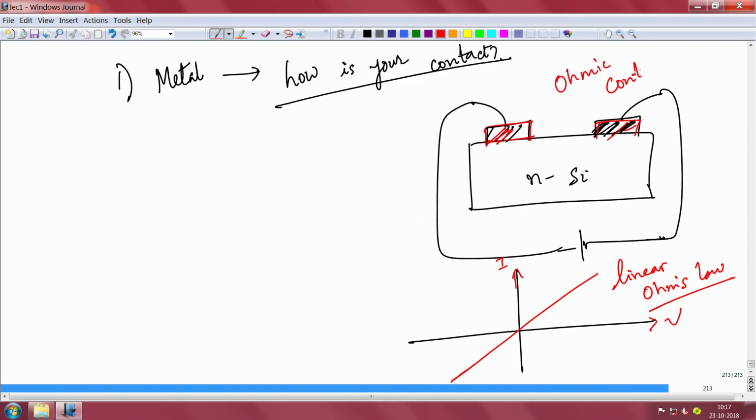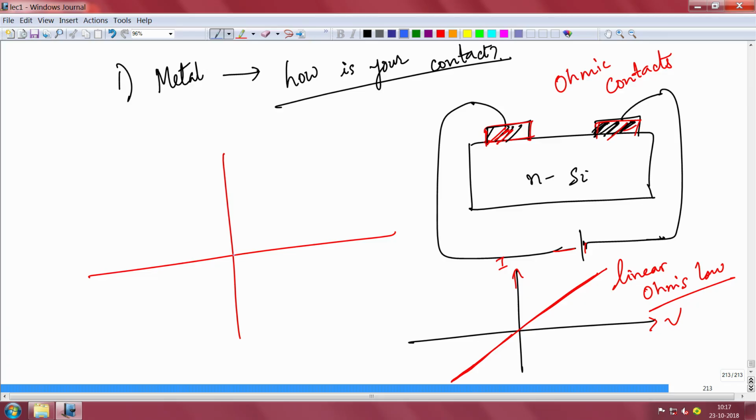Ohmic contacts, because when you put those metals, titanium on n-type silicon, and you measure the current, you get this linear kind of IV, for example. I'm just giving an example. There could be a variety of metal and semiconductor combinations. But if you put some other metal, maybe platinum or maybe gold, then you may not be able to get that kind of linear IV.